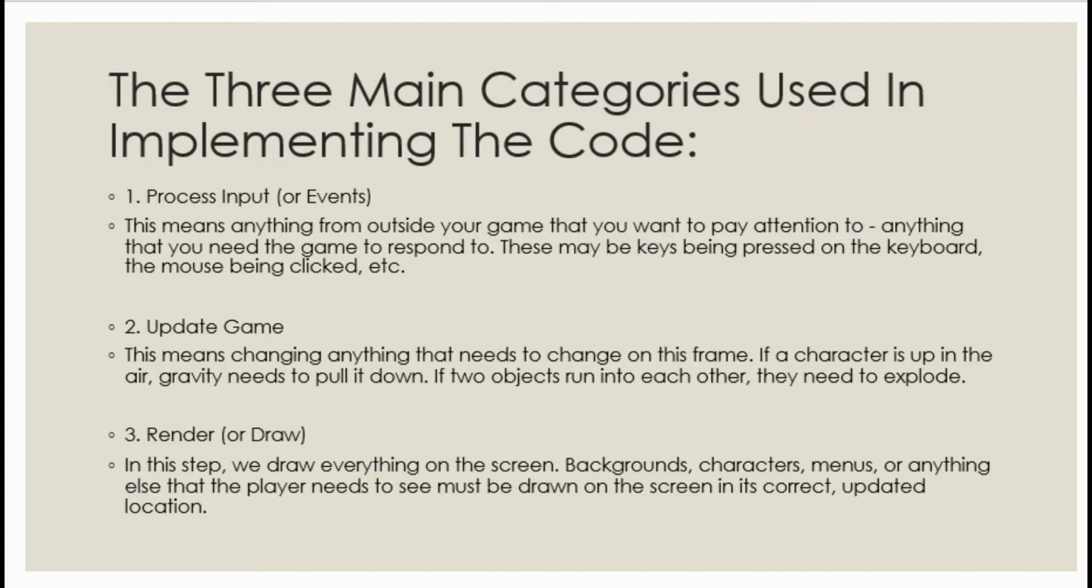The second category is the update game. This means changing anything that needs to change on this frame. For example, if the laser cannon hits the invader, it should explode and be removed from the screen. The third category is the render or the draw. In this step, we draw everything on the screen: background, characters, menus, score, and chances, for example.